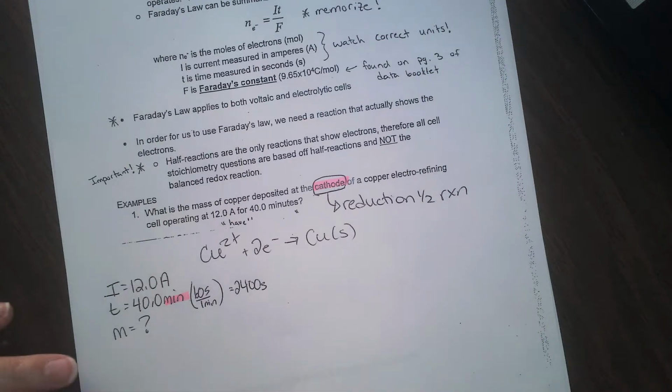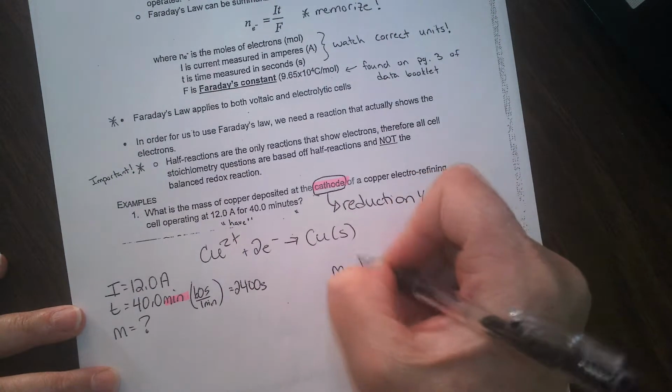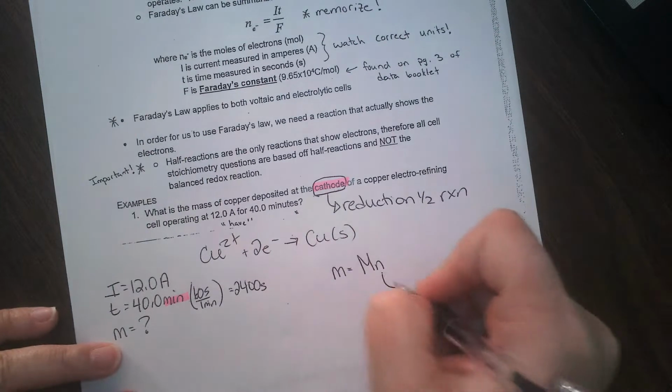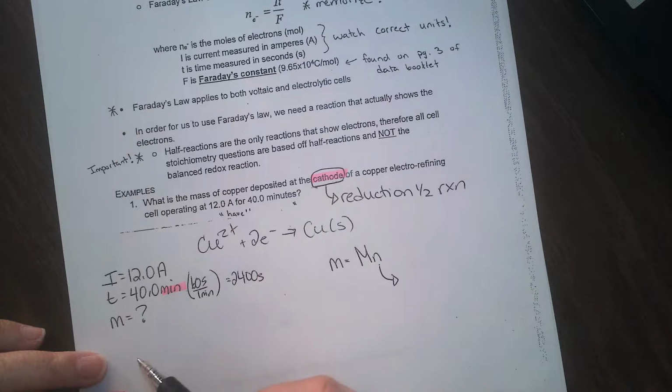Okay. So how do we find mass? How do we answer that particular part of the question? How we solve for mass is molar mass times the number of moles, right? How do we solve for the number of moles? Because it's not in our list.